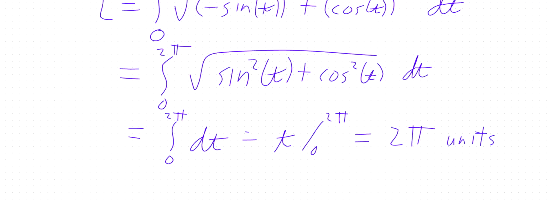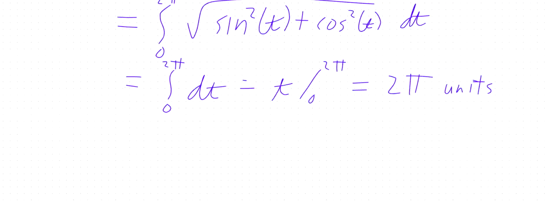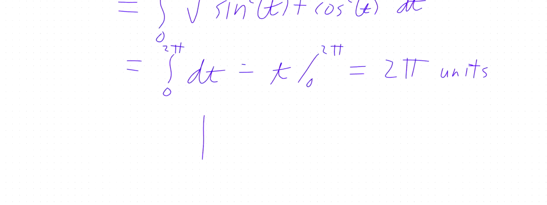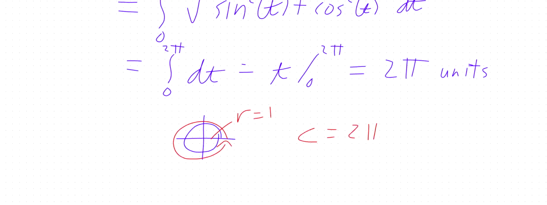Now, if you think of this, we are finding the arc length around the unit circle. So it's going to be a circle that has a radius of 1. And we are going all the way around the outside, which gives us circumference, which is 2 pi r. r equals 1. Therefore, we would get 2 pi. So it makes sense and matches up with what we would expect.